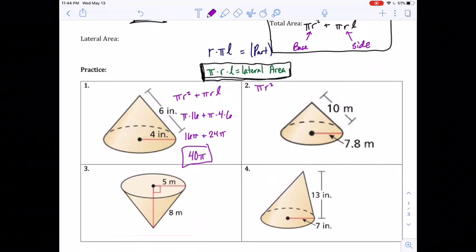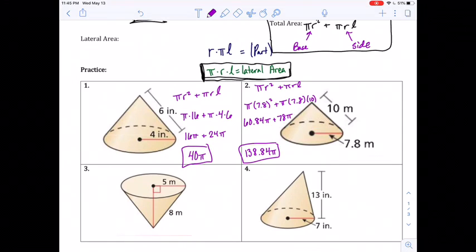So let's do the same thing here. Pi r squared plus pi r L. So this is pi times 7.8 squared plus pi times 7.8 times a slant height of 10. So 7.8 squared. So this is 60.84 pi plus 78 pi. And then if I combine my like terms, I get 138.84 pi.